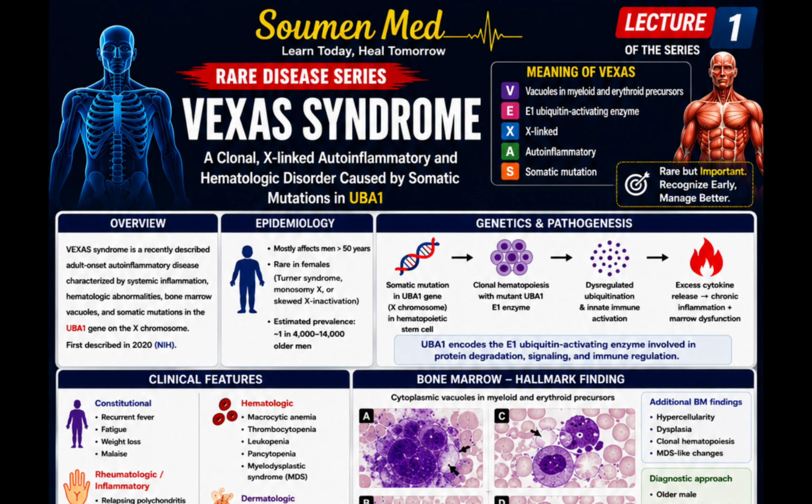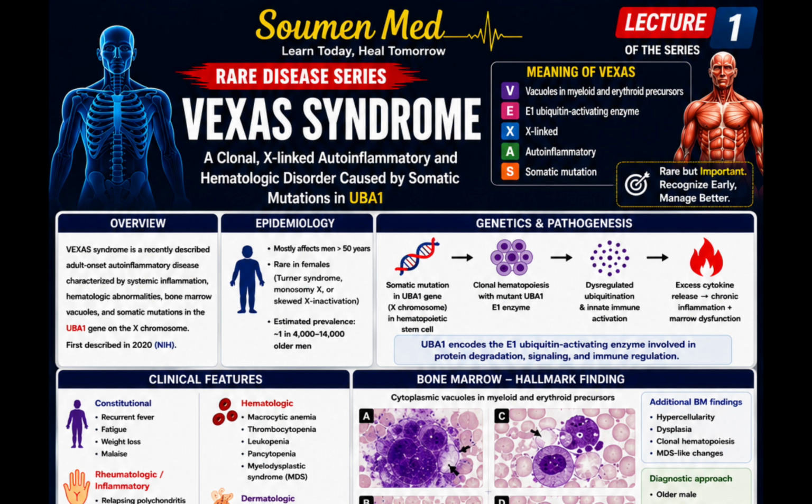Today we are starting our rare disease series, and lecture 1 is focused on a newly recognized disorder known as Vexus syndrome. This disease is important because it combines hematology, immunology, rheumatology and molecular genetics. In today's lecture we will discuss the meaning of Vexus, genetics and pathogenesis, clinical features, bone marrow findings, subtypes, treatment, and important high-yield points. So now, what is Vexus syndrome?